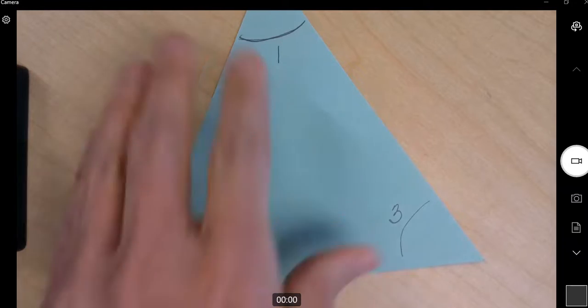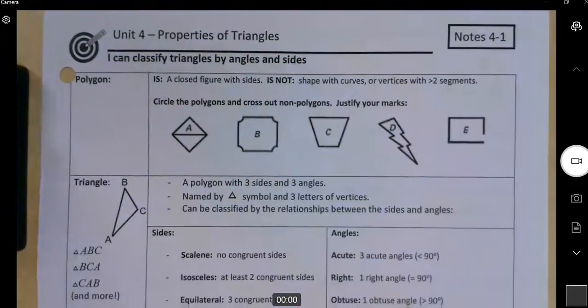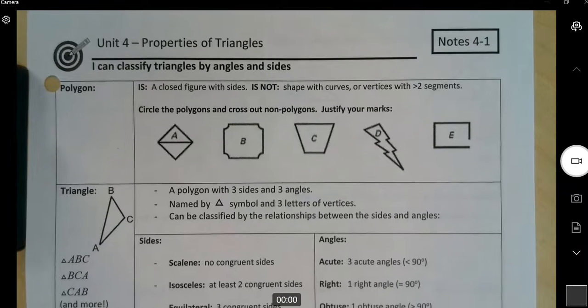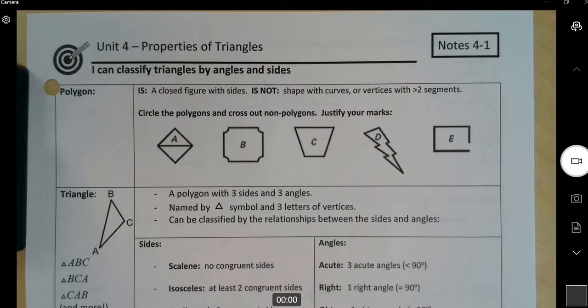All right, let's get some notes out of the way. A polygon is a closed figure with sides, no curves, and every vertex has no more than 2 segments coming from it. No curves, it has to be closed, and every vertex can only have exactly 2 segments meeting at it. Take a look at these 5 polygons, and with the group, tell me which ones are not polygons.